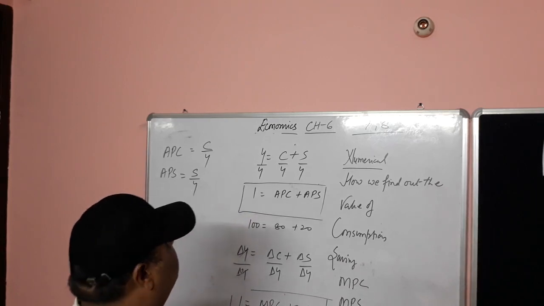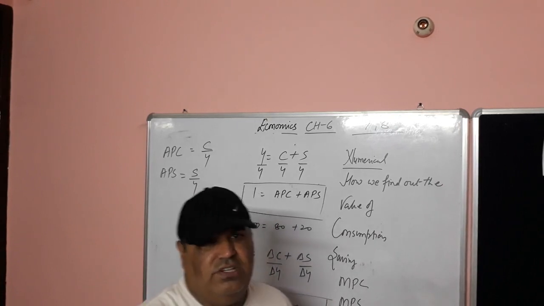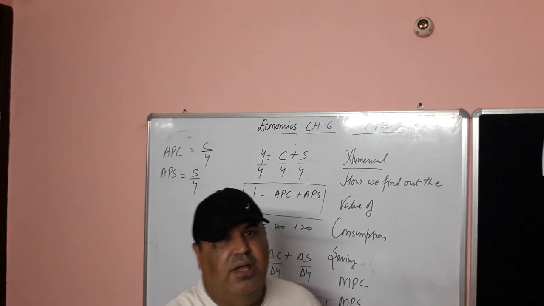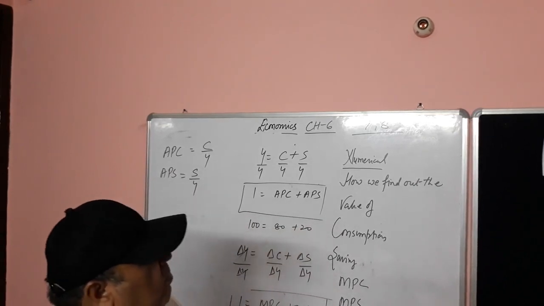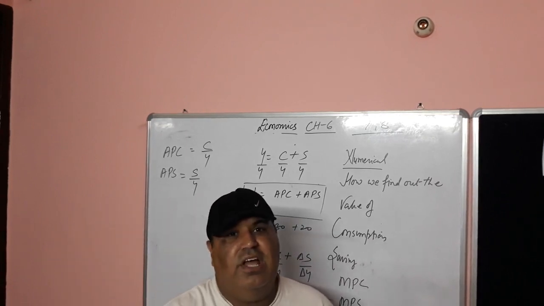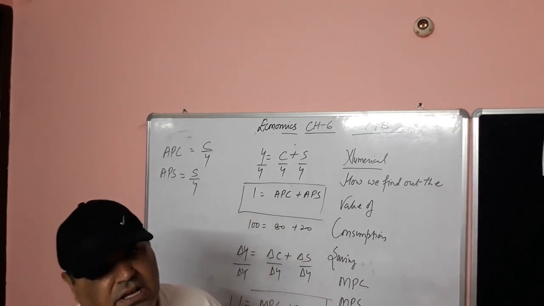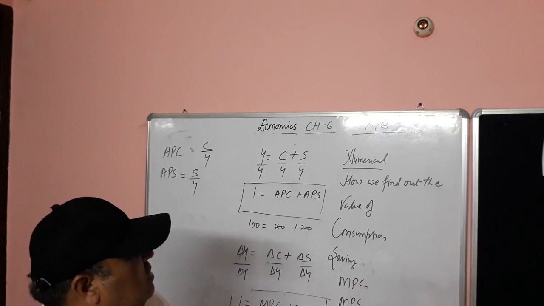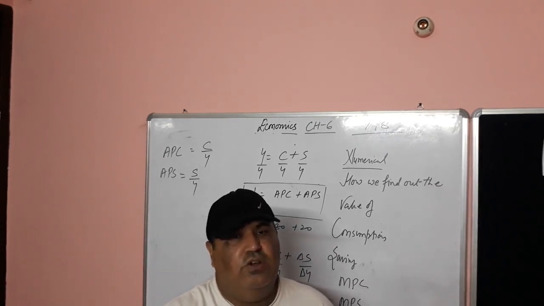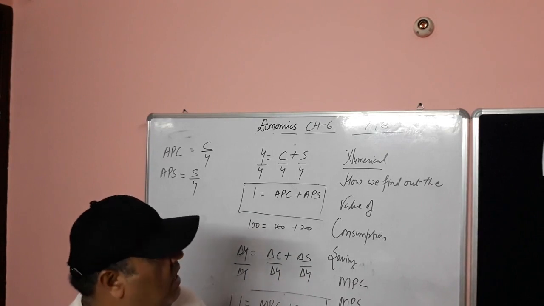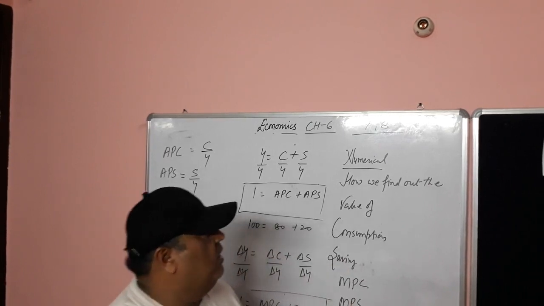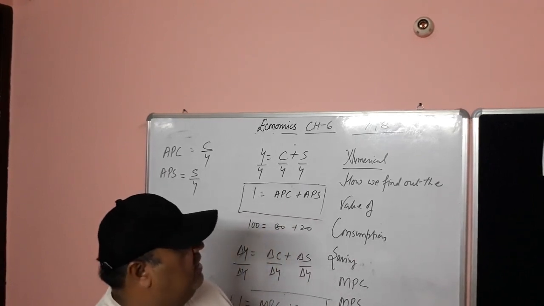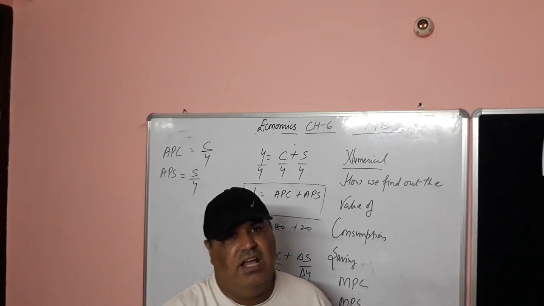So I think it is sufficient, it is enough for the first lecture. In the next chapter we discuss what underemployment is, what full employment is, and the derivation of aggregate demand and aggregate supply, saving and investment. So we discuss the equilibrium point, because in microeconomics we discuss the equilibrium point on the basis of demand and supply, and in macroeconomics we find the equilibrium with the help of aggregate demand and aggregate supply. So these are some contents we will discuss in the second lecture.